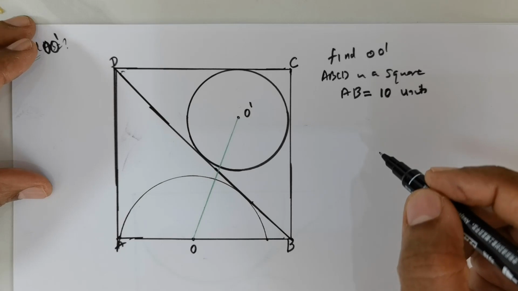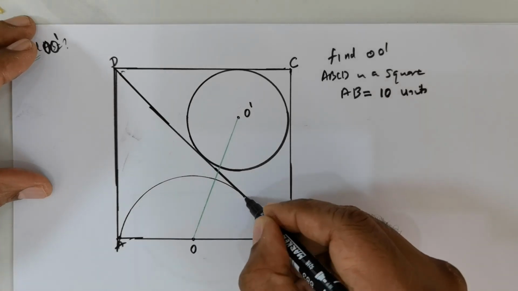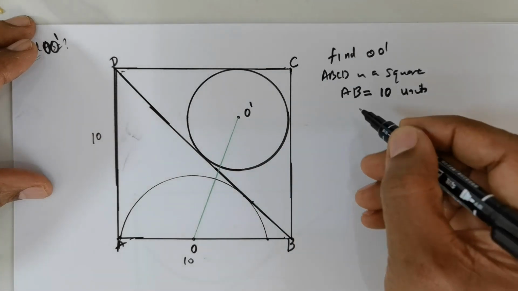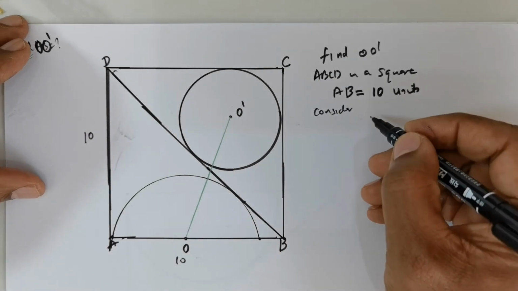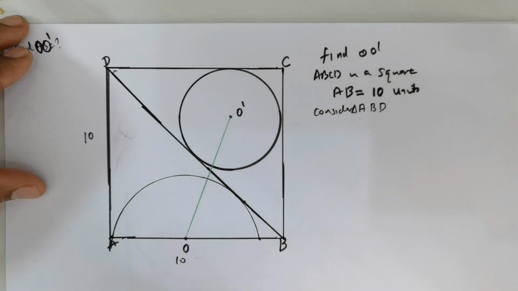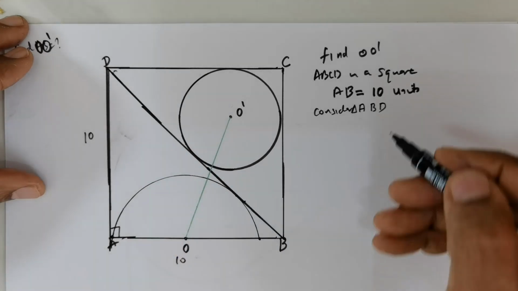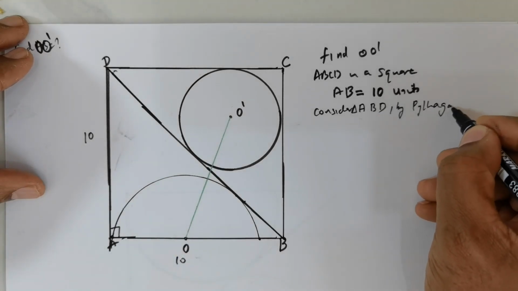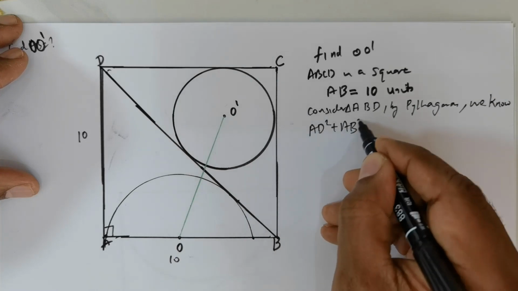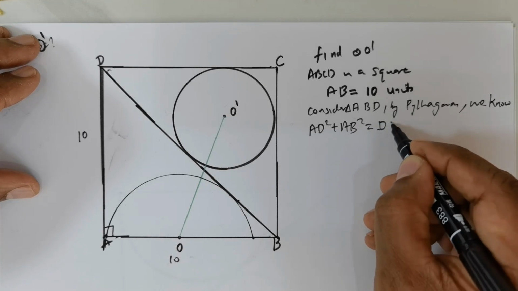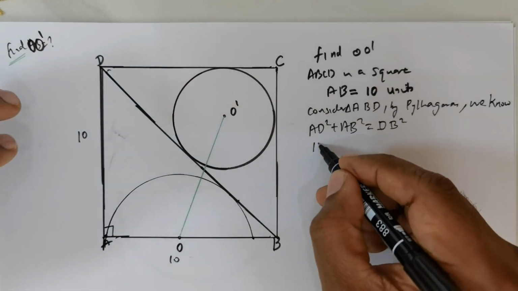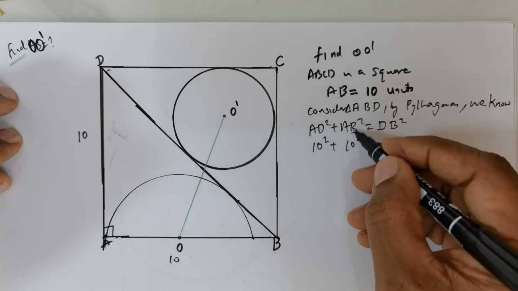Now foremost, I see that there is a tangent here, and this is 10 units, this is 10 units. So let me find the length of the diagonal. So consider triangle ABD, right? So there is a 90 degree here. So by Pythagoras, we know AD squared plus AB squared is equal to DB squared. So I'm looking for DB. I want to know the length of the diagonal. So AD is 10, AB is 10.